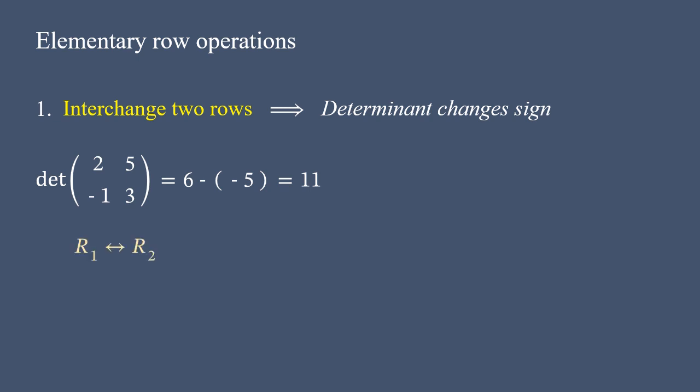Now, we interchange two rows. Again, let's evaluate the determinant of the matrix resulting from the interchange of two rows. In this case, we get -5 minus 6. So that comes out to -11. As such, we can see that the determinant has changed the sign after the interchange of two rows. And, this complies with our first statement.